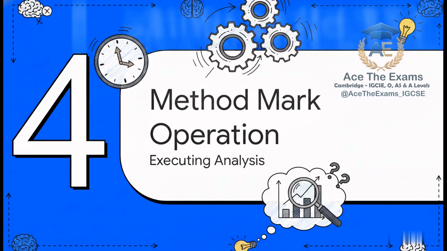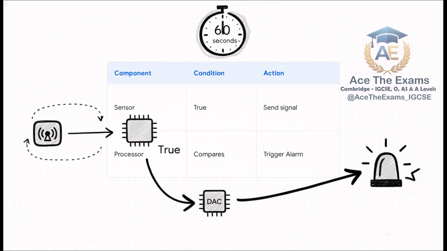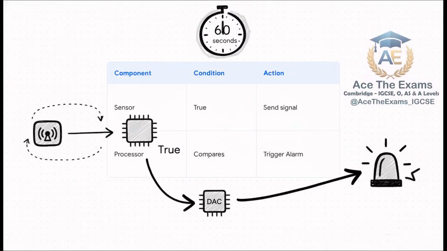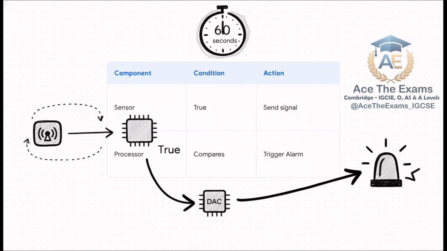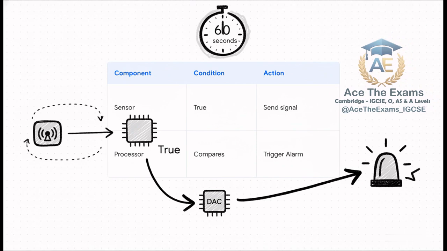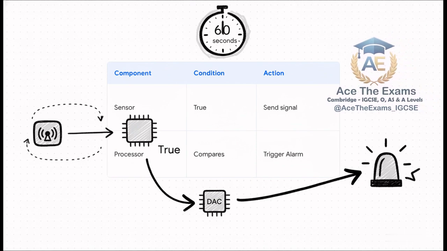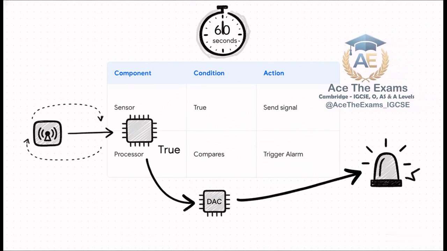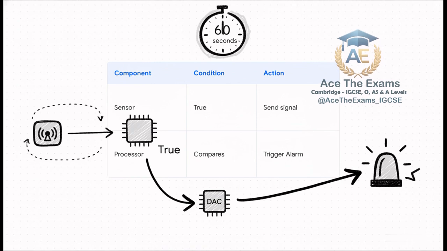Okay, it's time to actually apply our skills and perform this operation. We are moving into our interactive workshop segment. Challenge 1 is a data scan. I want you to look at the table provided for a basic burglar alarm system. It lists the component, the condition, and the system action.